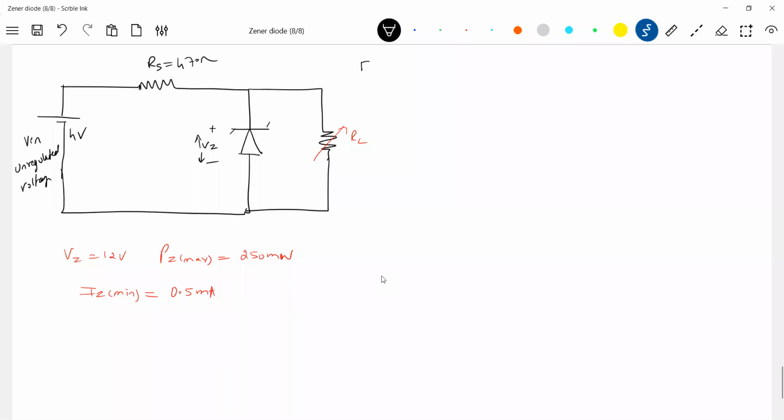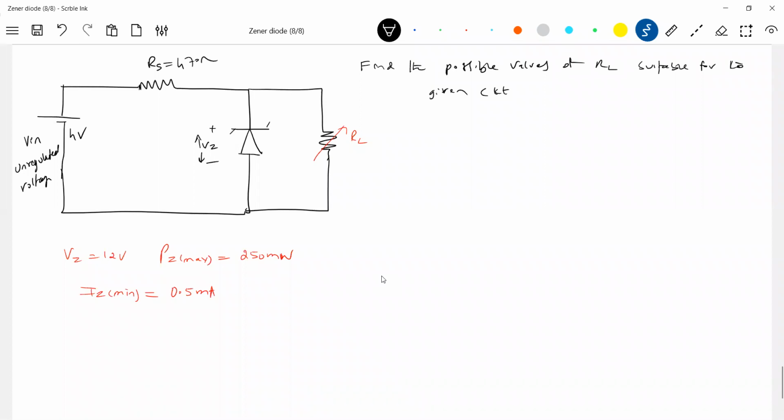Find the possible values of RL suitable for the given circuit. See, earlier I discussed the possible values of IZ, IZ max, no? The Zener diode which you want to use, what should be the condition for VZ? Then what is the condition for IZ minimum, IZ max? It depends on this one. Any Zener diode you cannot just come and fit. The requirement is what you have to check.